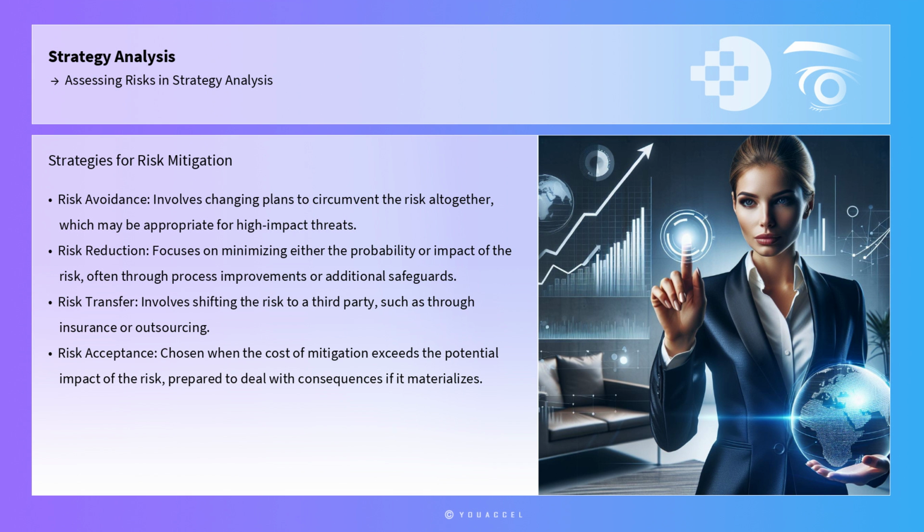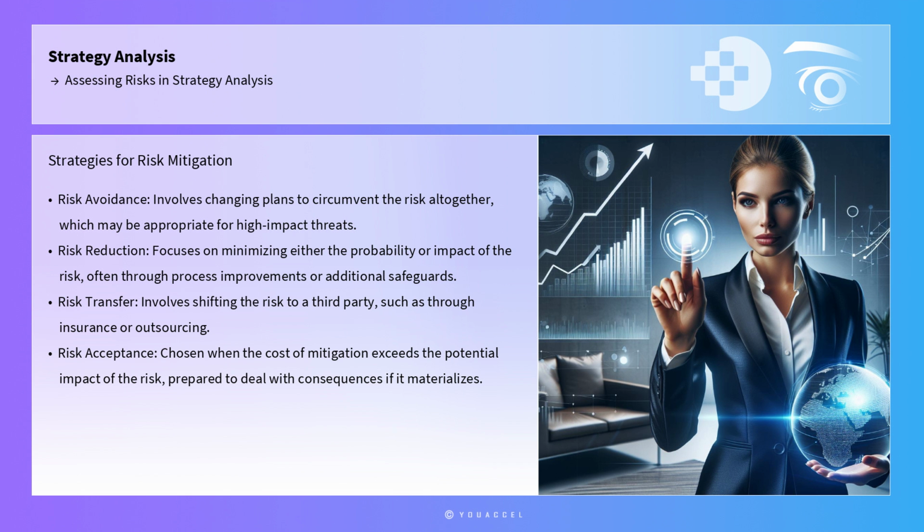After evaluating risks, the focus shifts to developing strategies for risk mitigation. The implementation of risk response strategies is guided by the four main approaches: avoidance, reduction, transfer, and acceptance. Avoidance involves changing plans to circumvent the risk altogether, which may be appropriate for high-impact threats. Risk reduction focuses on minimizing either the probability or impact of the risk, often through process improvements or additional safeguards. For example, a technology company might invest in cybersecurity measures to reduce the risk of data breaches.